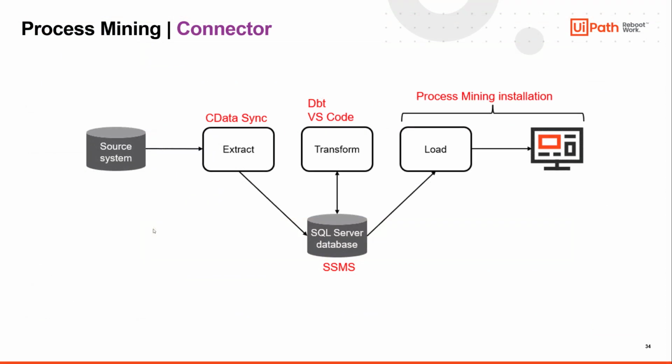Let's take a look at what the architecture and flow looks like when using either CData or Theobald Extract. We pull data from the source system. In this case, we're talking CData. When it's extracted, we push it to a SQL server on-premise, and then we perform the transformation of that data using dbt and a text editor such as VS Code. When we're satisfied and we're ready to load it, we'll push it up to the process mining installation. We do this by pushing it into an Azure Blob storage.